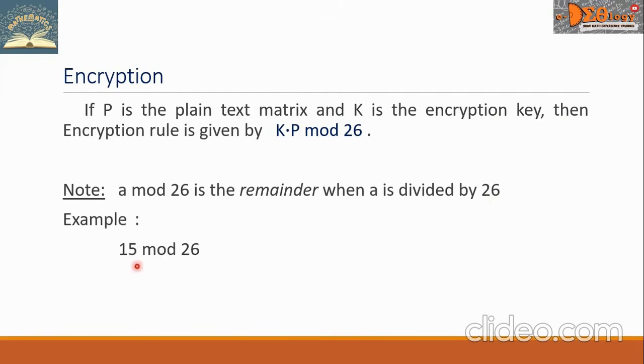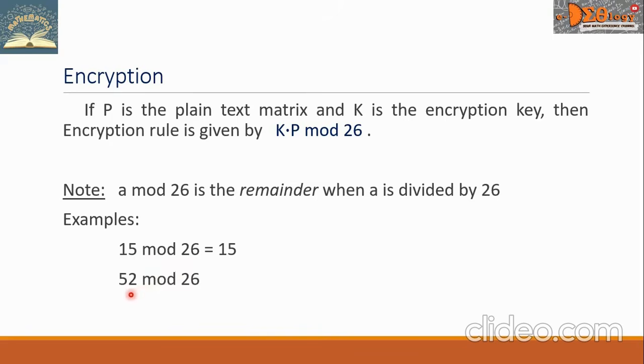This is the first one, 15 mod 26. We can see here that 15 is less than 26. In this case, if we divide 15 by 26, the answer is 0 and the remainder will be that same value, 15. So the answer here is 15. By this example, we conclude that when the number A here is less than 26, that value is the answer for this mod.